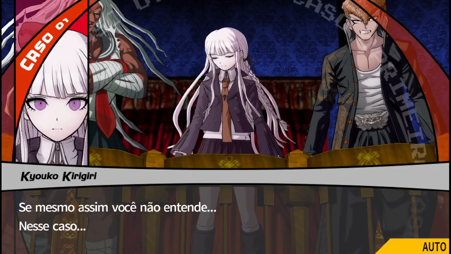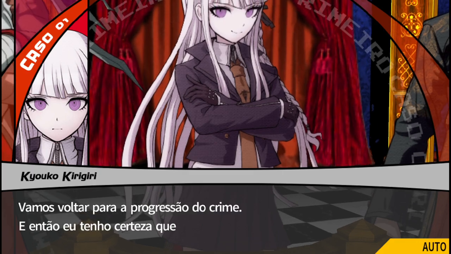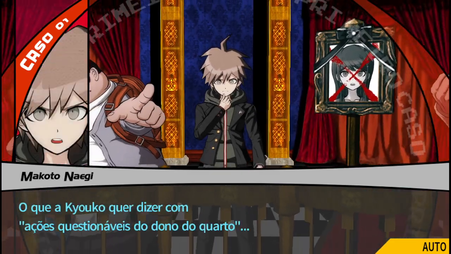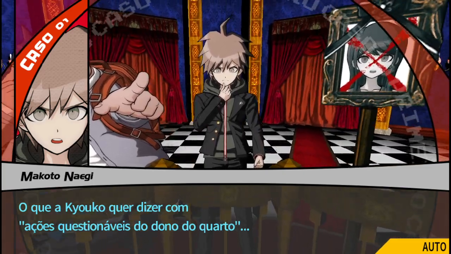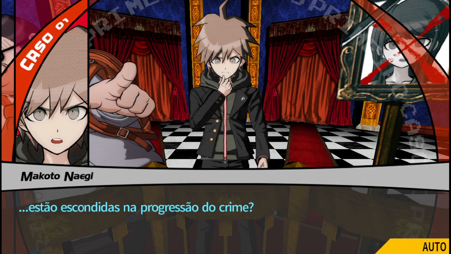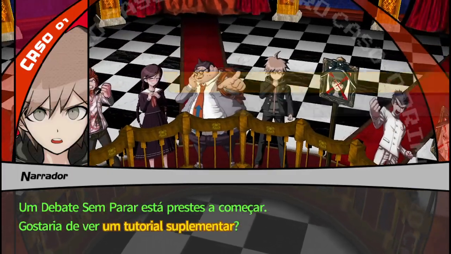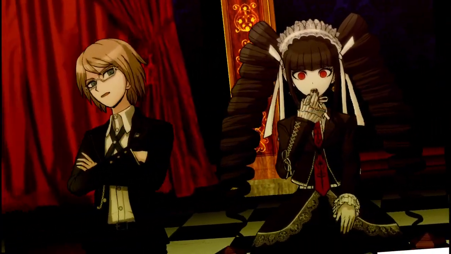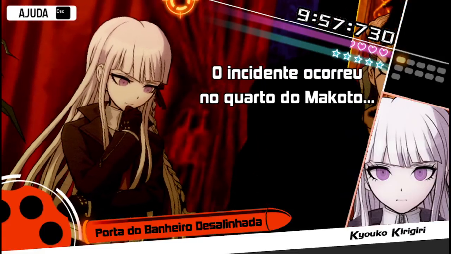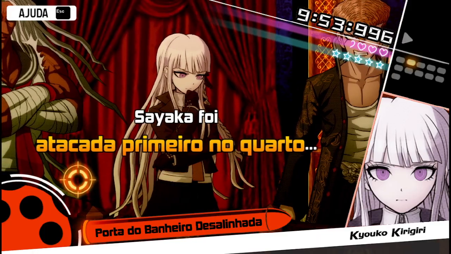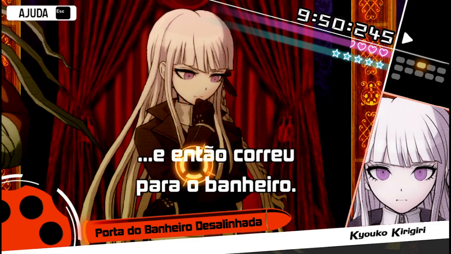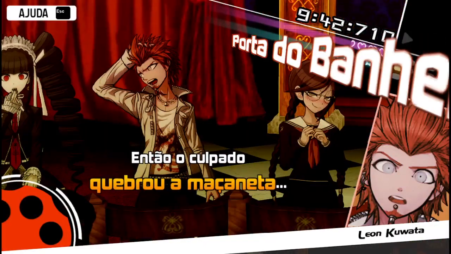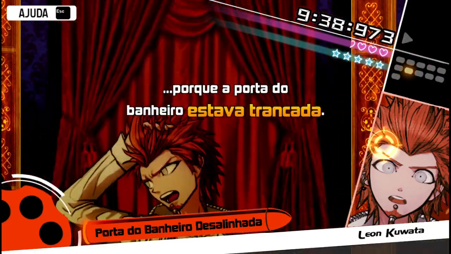You still don't see? Okay then. Let's take another look at how the incident unfolded. Hopefully that will help you understand. The incident took place in Makoto's room. Sayaka was first attacked in the main room. She then fled into the bathroom. Then the killer ran after her. And they got into the bathroom. At that point, the killer had to try and bust down the door, because Sayaka had locked it.